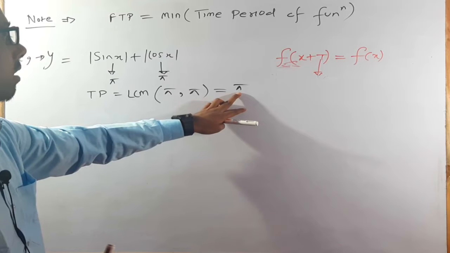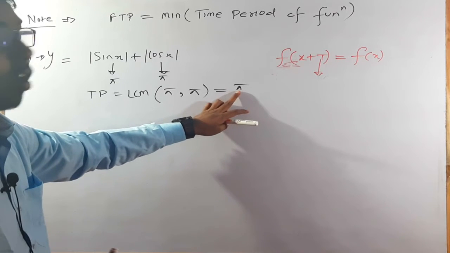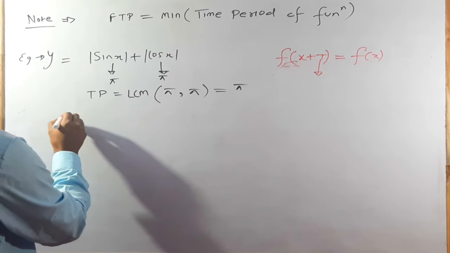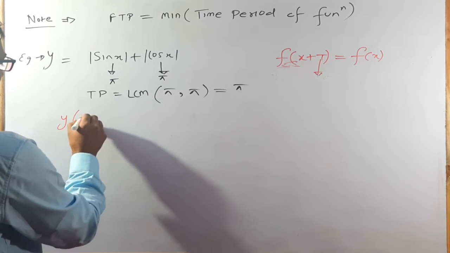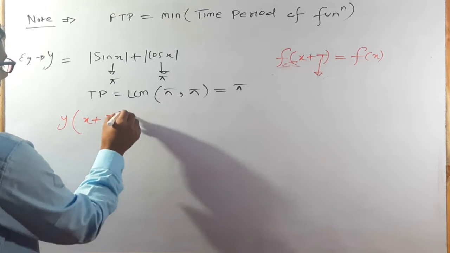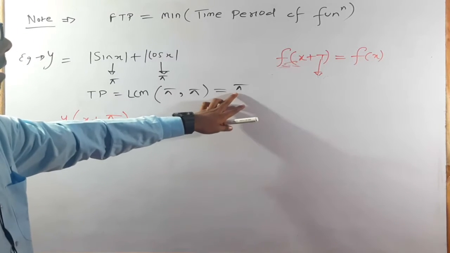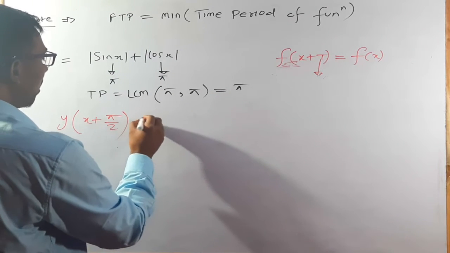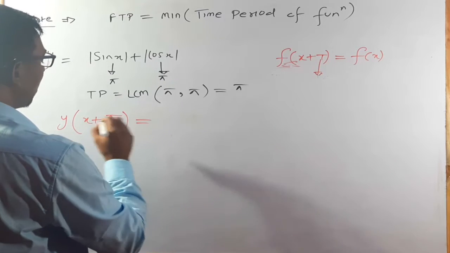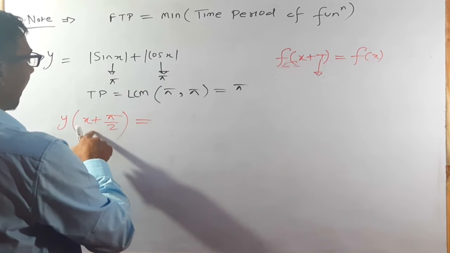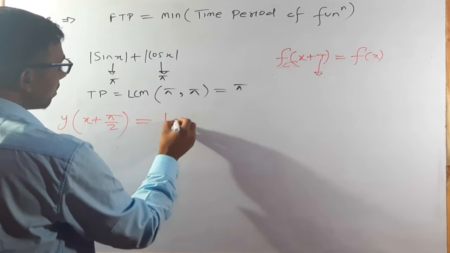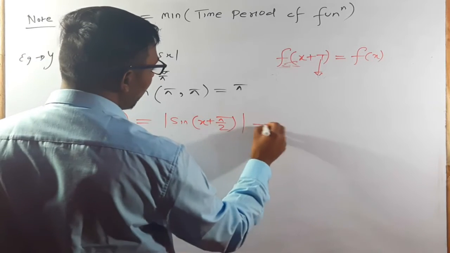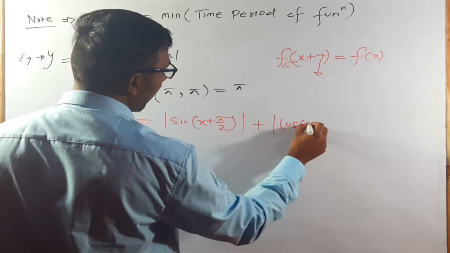Now we will see whether this is the fundamental time period or just a time period. Can we minimize this? We will check another value, f of x plus pi by 2. I will take a value of time period less than pi, so I'm going to take pi by 2. We simply replace x with x plus pi by 2. Then we get mod of sin of x plus pi by 2, plus mod of cos of x plus pi by 2.